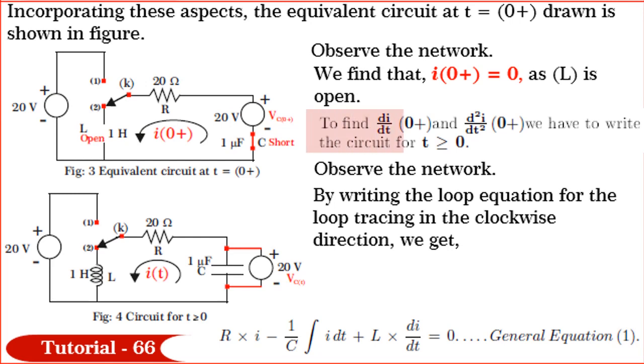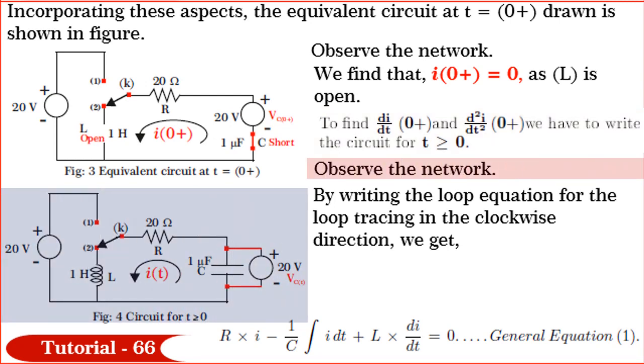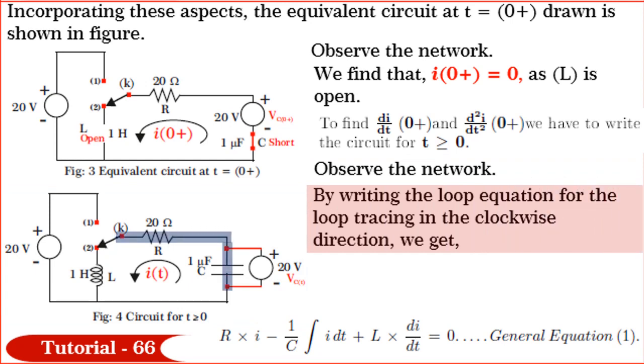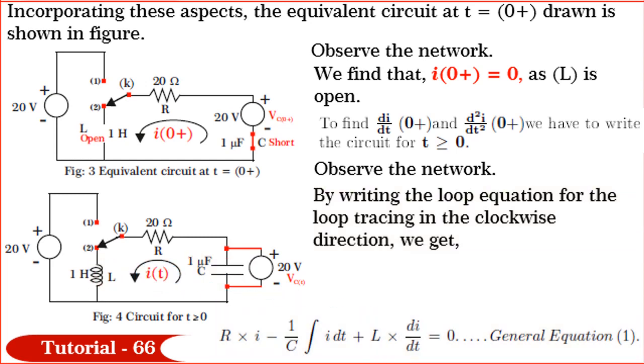Next, to find di/dt at 0+ and d²i/dt² at 0+, we need to draw the circuit for t greater than or equal to 0. Observe the network shown in figure. By writing the loop equation, tracing the loop in the clockwise direction, we get R·i − (1/C)∫i dt + L·di/dt = 0. Note that (1/C)∫i dt is VC(0+), and we are tracing this voltage drop from positive to negative. Hence, it is minus (1/C)∫i dt.